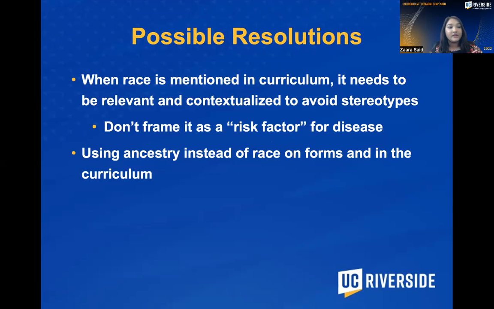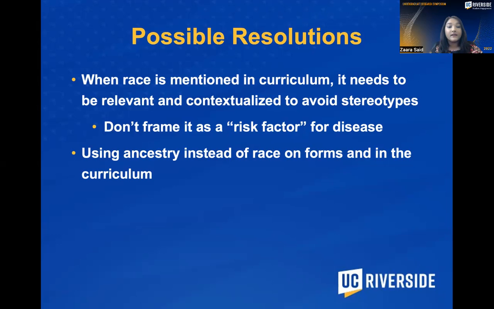So some possible solutions are proposed in much of the literature. Those would be adjustments to the curriculum that might improve upon this issue. While race is important in medicine, when it's mentioned in curriculum, it should be relevant to the conversation, and it needs to be contextualized to avoid stereotypes. For example, framing race as a risk factor for disease would be a little bit too broad, and it would be more helpful to discuss what specifically makes those populations vulnerable.